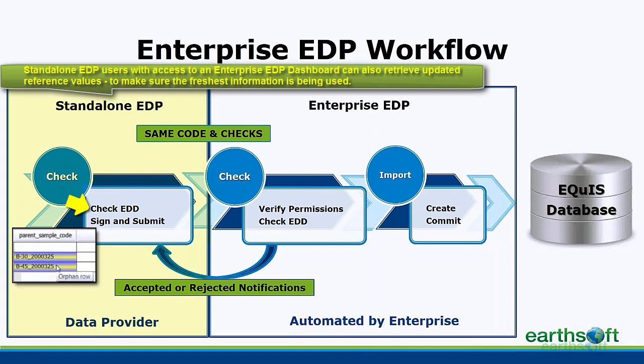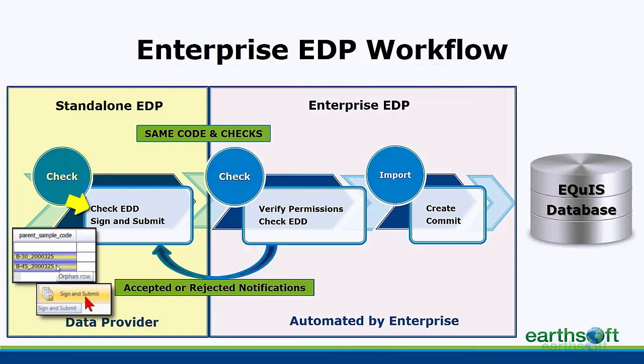So again, the first step here would be for the data submitter to check their EDD using Standalone EDP, and then submit their EDD to Enterprise EDP using one of those three methods that we just discussed. One of the biggest differences between Standalone, Professional and Enterprise is that Enterprise will verify the credentials and the permissions of the data submitter. So let's say that a data submitter is emailing an EDD. Enterprise EDP will link their credentials to that data package and store that in the database. It will also verify their permissions to make sure that they have valid data submitter permissions.